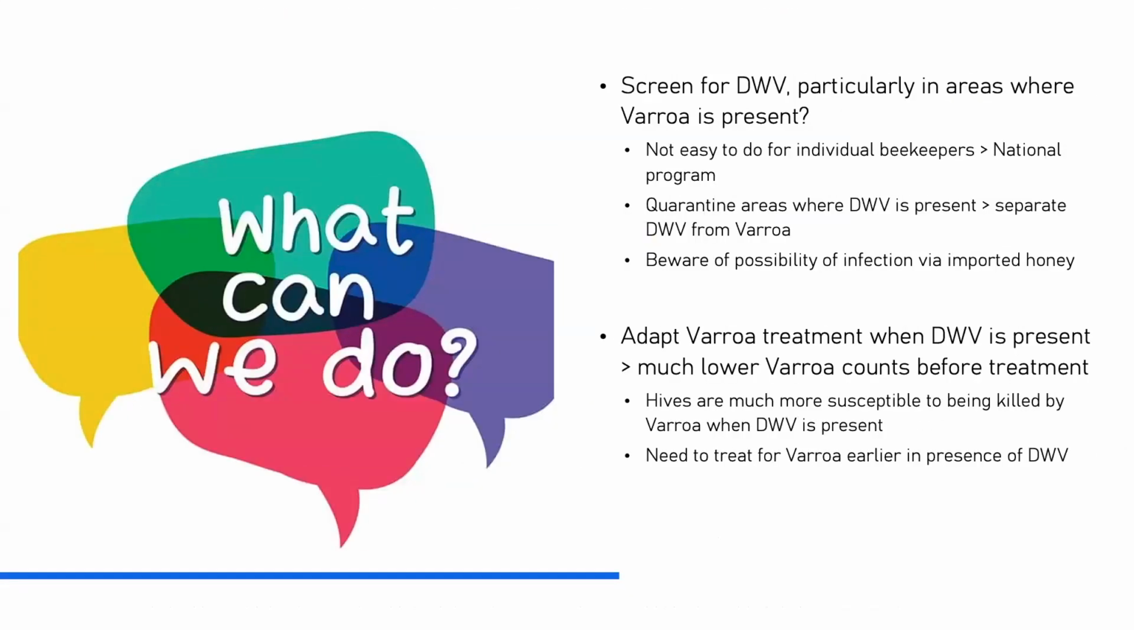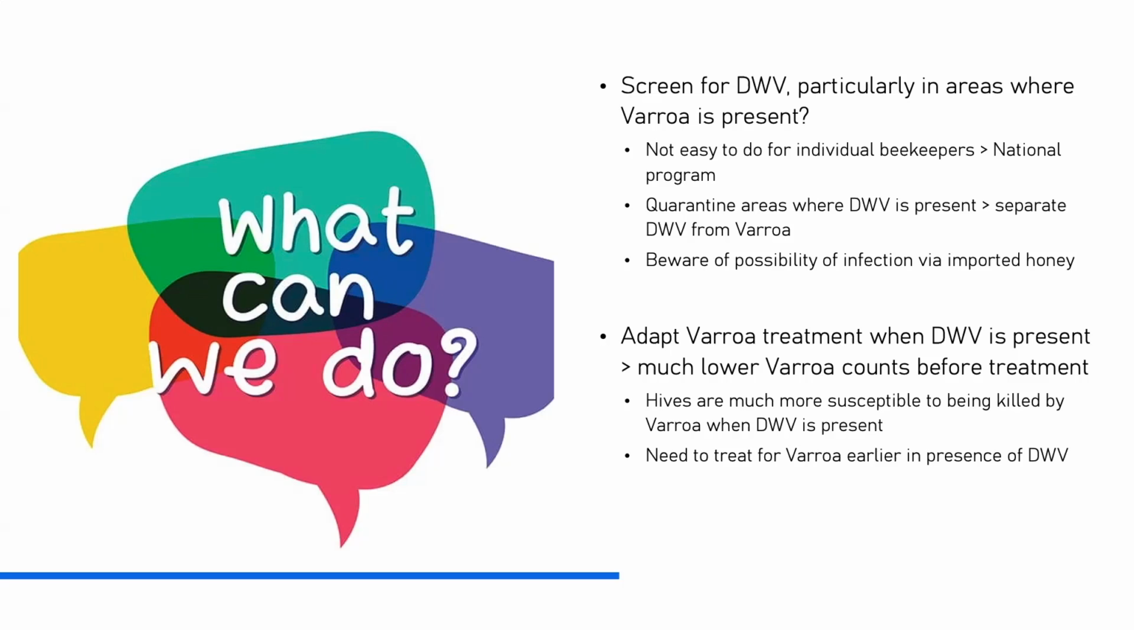So what can we do about it? I think we should start to screen quite urgently for Deformed Wing Virus, particularly in areas where Varroa is present, to see whether we can track that intersection of those two diseases. This being said, it's not easy for an individual beekeeper to do those tests. Not many beekeepers have access to PCR, so I think we need a national program. If we find it, we could try to keep the Deformed Wing Virus and Varroa as separate as possible and beware of the possibility of infestation via imported honey.